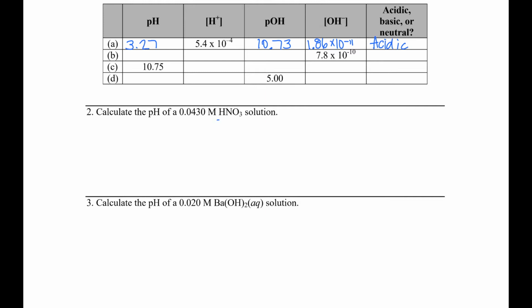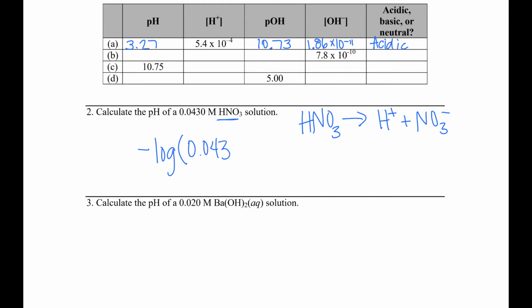You should probably practice this box on your own, but it's just a review. Let's go ahead and calculate the pH of nitric acid. Remember, nitric acid is a strong acid, which means that it breaks apart completely. So nitric acid breaks into hydrogen ion and nitrate. So in order to find the pH, I take the negative log of the concentration. And that gives me 1.37. So that is my answer for pH.